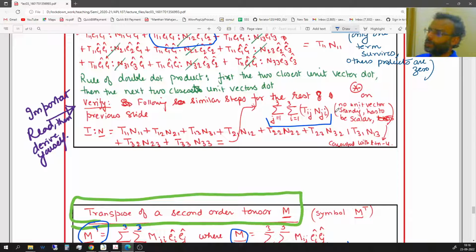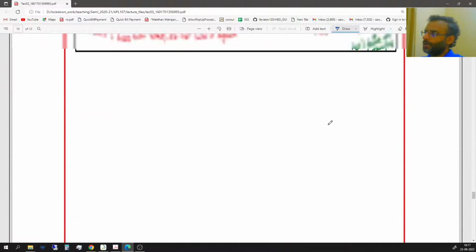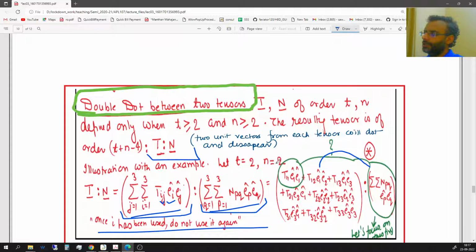T plus n minus 4 is the order of the resulting tensor when 2 tensors double dot with each other. Recall, I started with the T tensor having order 2, n tensor having order 2. So the resulting tensor must be of order 2 plus 2 minus 4, which is 0. In other words, we have a scalar. So this expression and that formula are indeed consistent with each other.